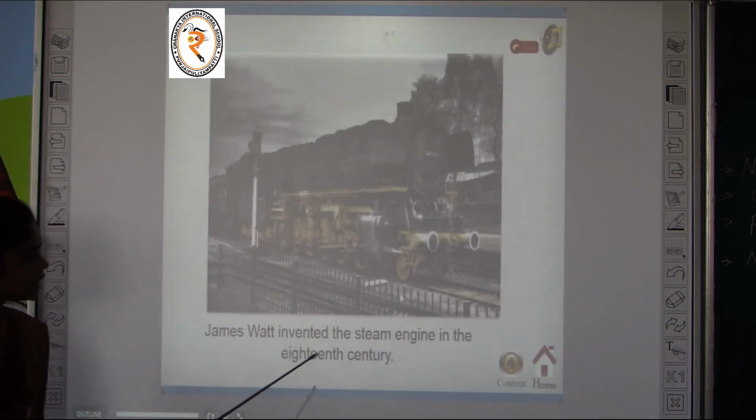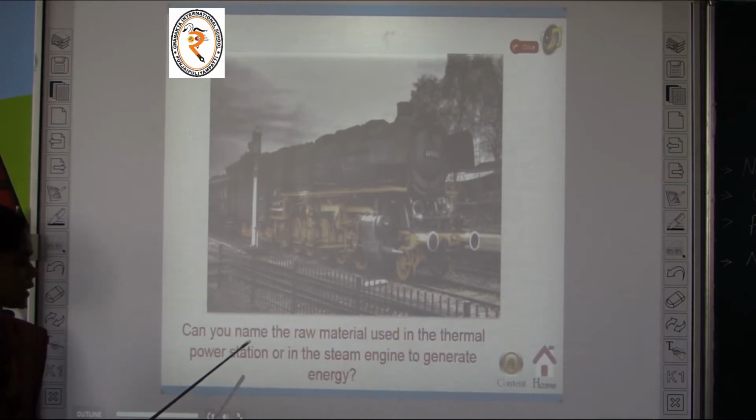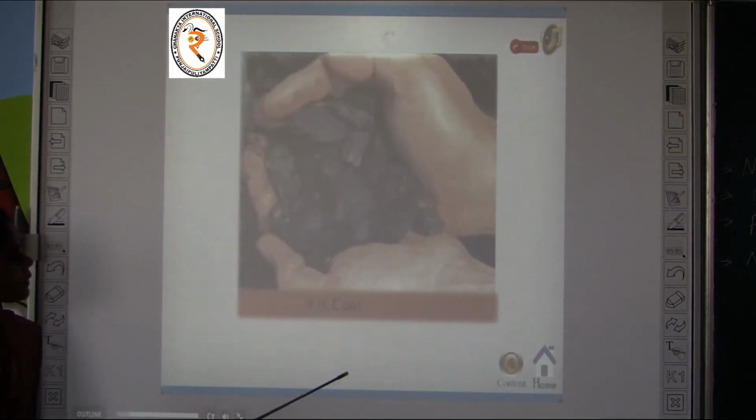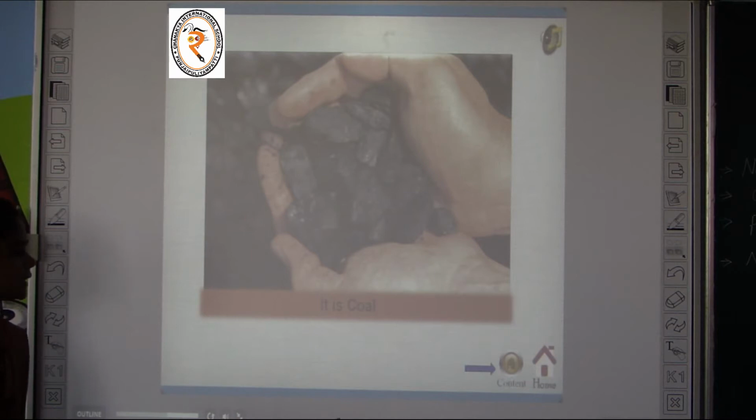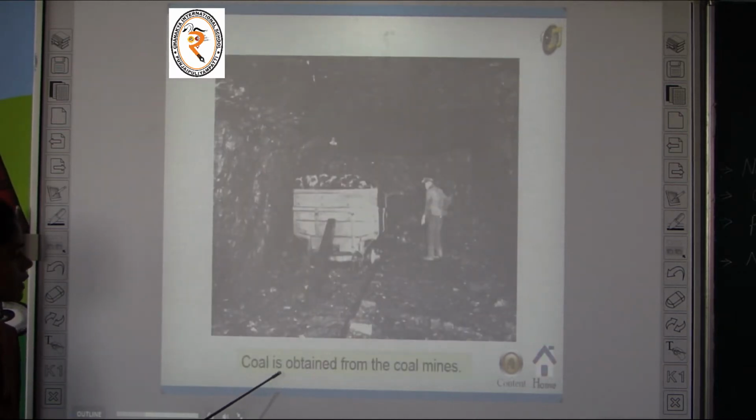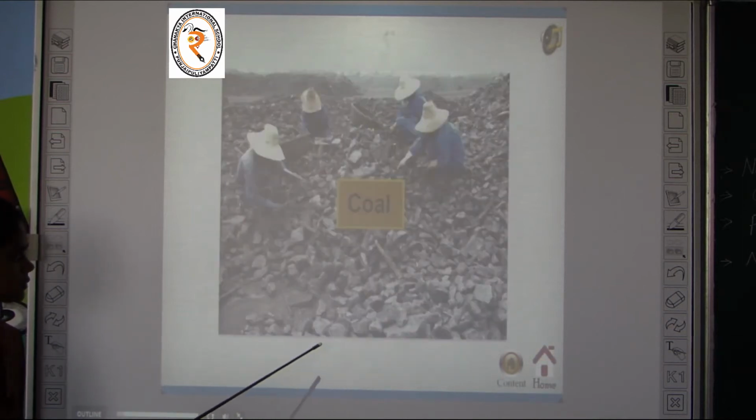See, James Watt invented the steam engine in the 18th century. So, who invented the steam engine? It is James Watt. And can you name the raw material used in the thermal power station or in the steam engine to generate energy? It is coal. What is the answer? It is coal. See, coal is obtained from coal mines. See the picture. It is an example of coal.